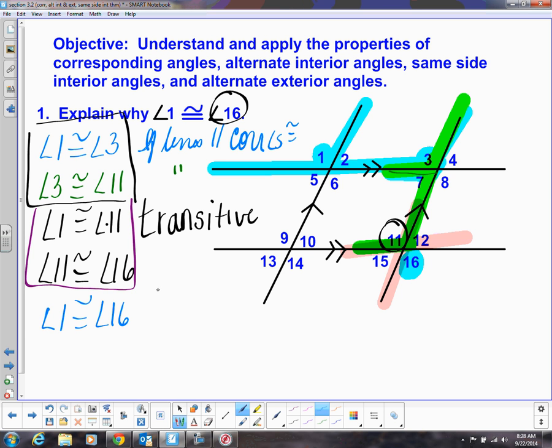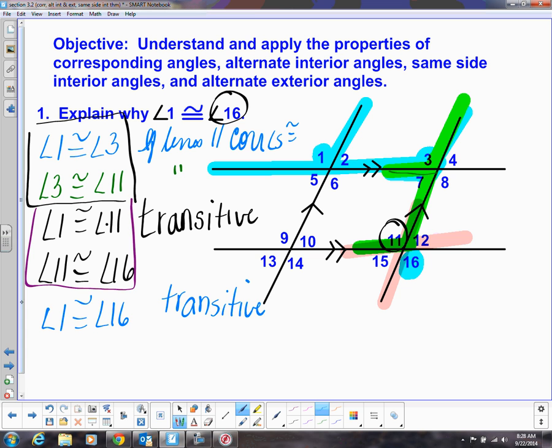Why? Because 1 and 11 are equal and 11 and 16 are equal. What's that called? Transitive. That's transitive. Okay? That's our thinking process. This is a thinking process you're going to go through today, because what I'll do is I'll say 1 equals 2x plus 3 and 16 is 5x plus 4. So then after this you would do the algebra, but we've got to go through the thinking process.